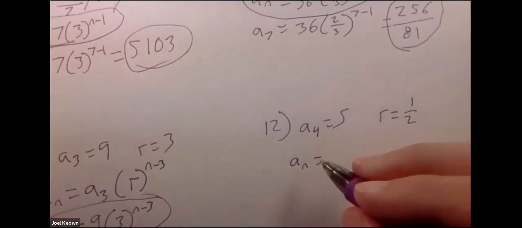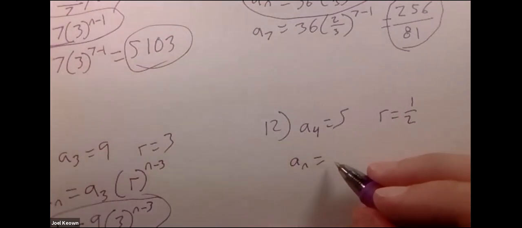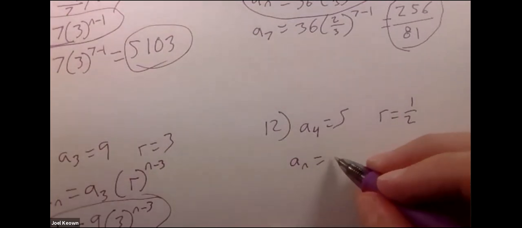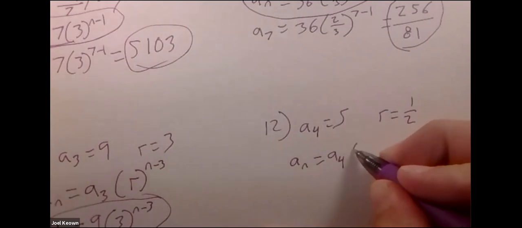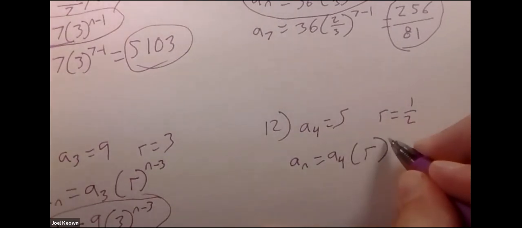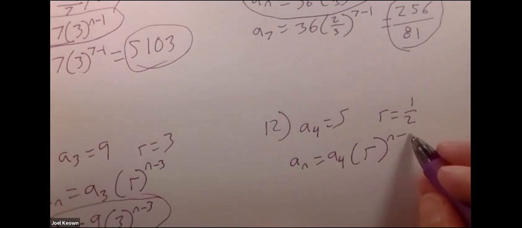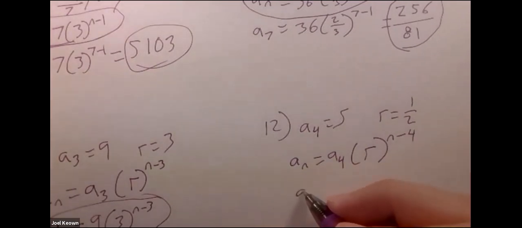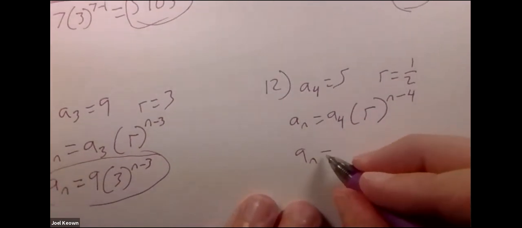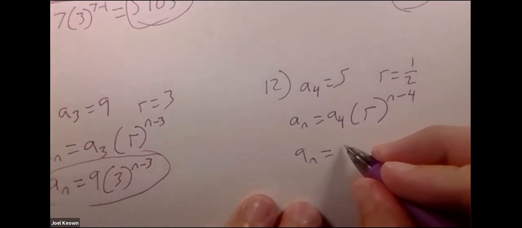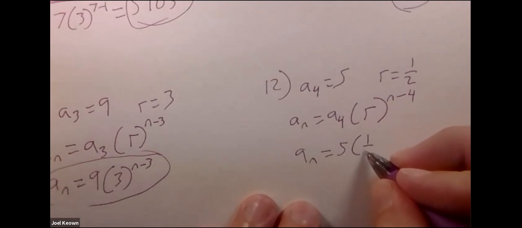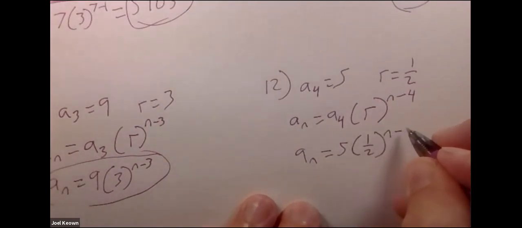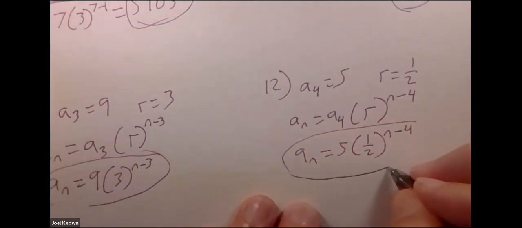Over here. So again, what am I going to put? Well, I'm not going to put a sub 1 because I have a sub 4. So I'm going to say a sub 4 times r to the n minus 4. Well, again, that gives me a sub n equals, well, a sub 4 is 5, 1/2 to the n minus 4.